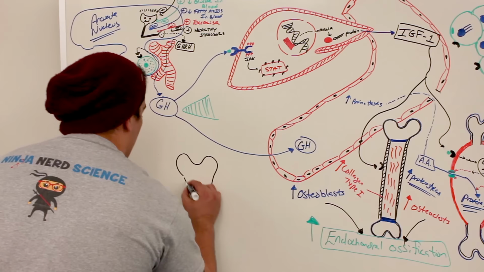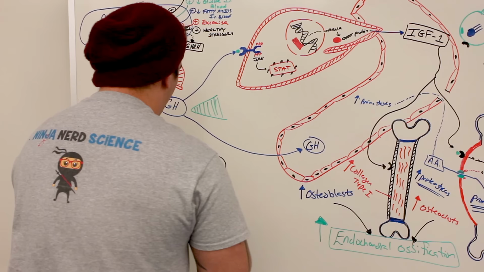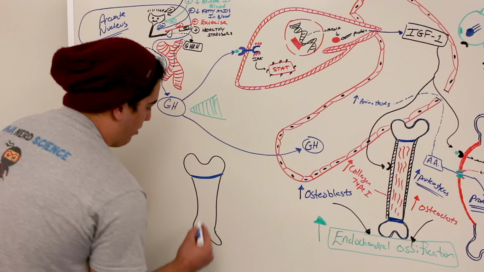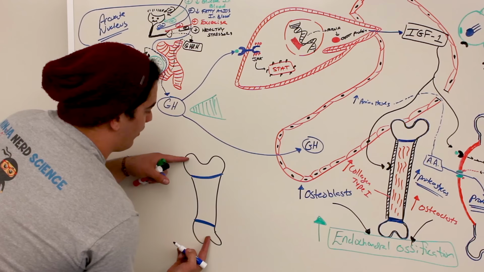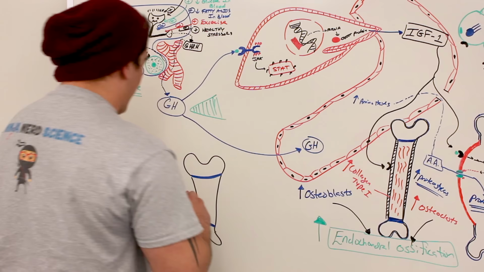And then what part of the bone are we looking at specifically for this part here? This is called the epiphyseal plates, right? So this is your epiphyseal plates. Because you have your diaphysis and you have your epiphyses, and this is the epiphyseal plate here on the ends. What is this insulin-like growth factor doing here?